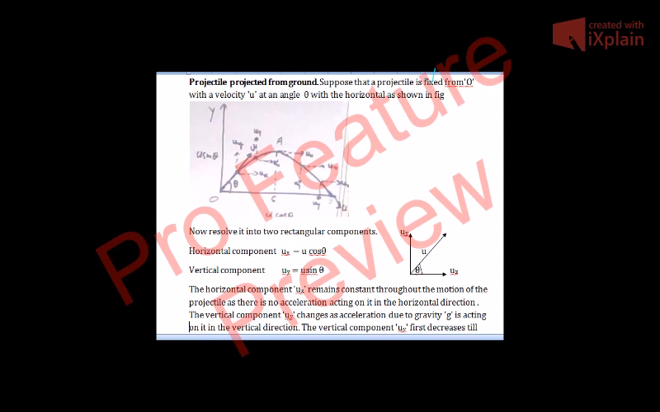Now, as we know, when a vector is neither in horizontal direction nor in vertical direction, then we have to resolve it into two rectangular components. One will be the horizontal component and the other will be the vertical component. So the horizontal component is ux. When we resolve u into two rectangular components, that is ux and uy, you know that ux will be equal to u cos theta and uy will be equal to u sin theta.